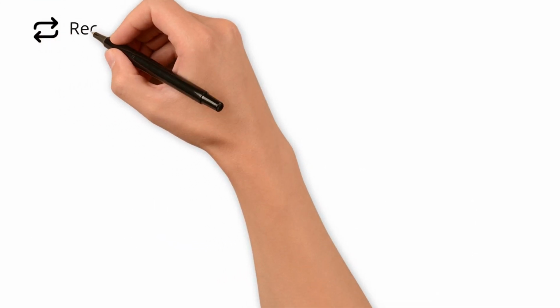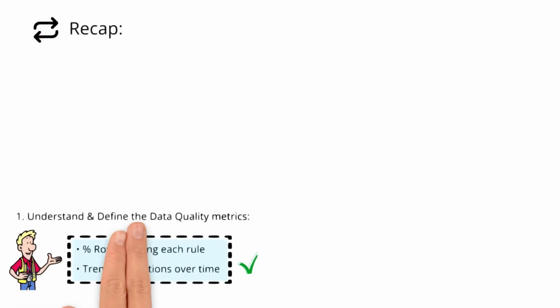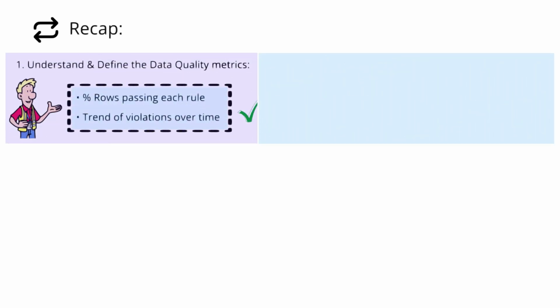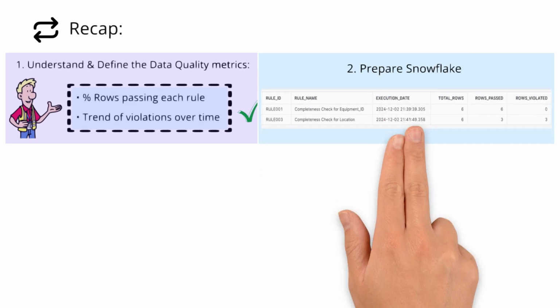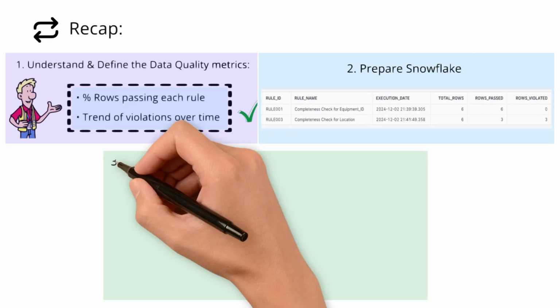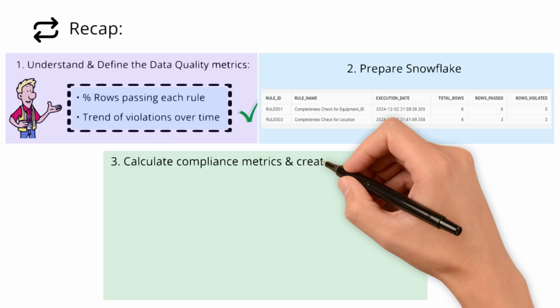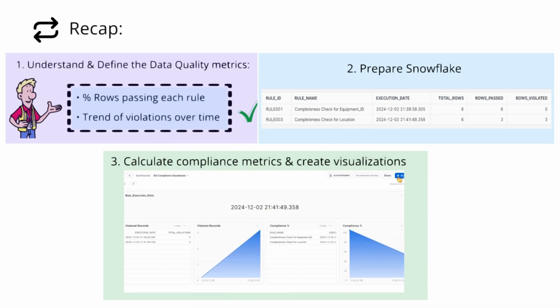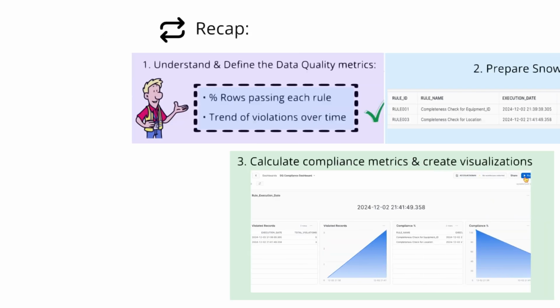Let's quickly recap. We started by defining key data quality metrics like compliance percentages and violation trends. Then we prepared Snowflake by setting up a logging table to capture the rule execution results. Lastly, we calculated compliance metrics and created visualizations using Snowsight dashboards. And this is to monitor your trends and compliance effectively.